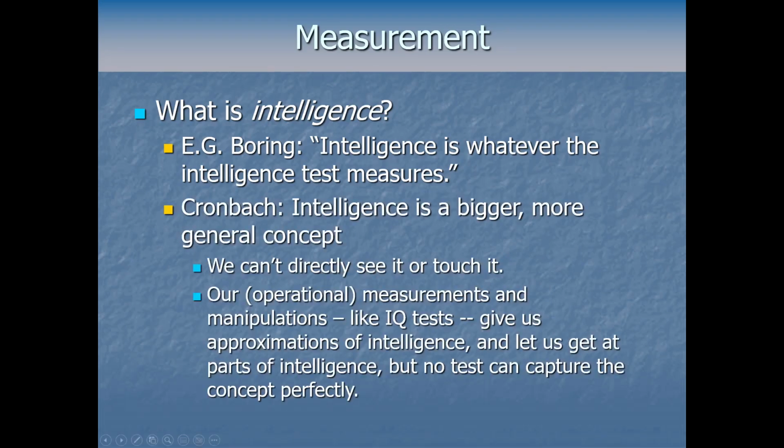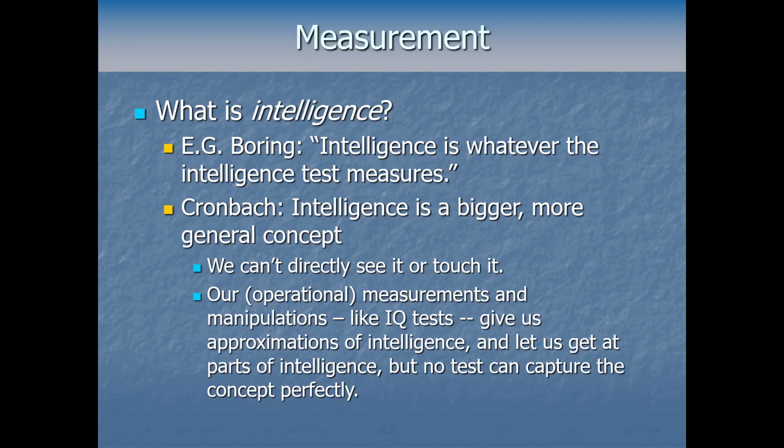That's what someone else like Cronbach, a different scholar, argued, that intelligence exists even if we can't directly see it or touch it or set it on a physical bathroom scale. Our operational measurements and our manipulations in studies, like things like IQ tests, they might give us approximations of this thing intelligence that we're interested in.